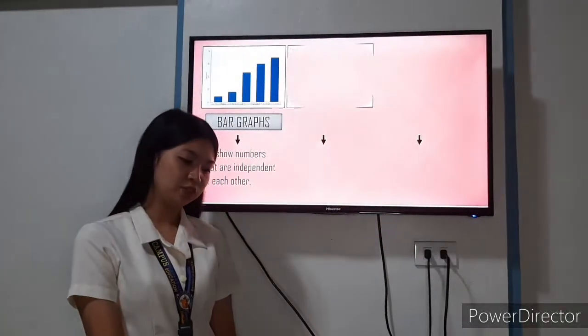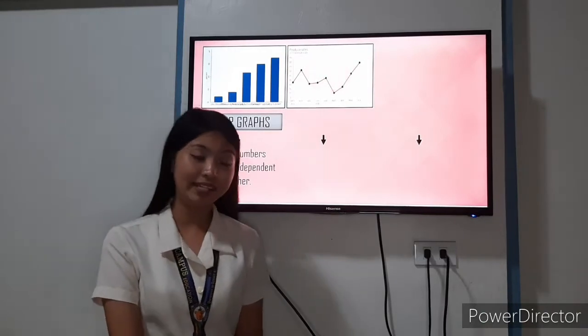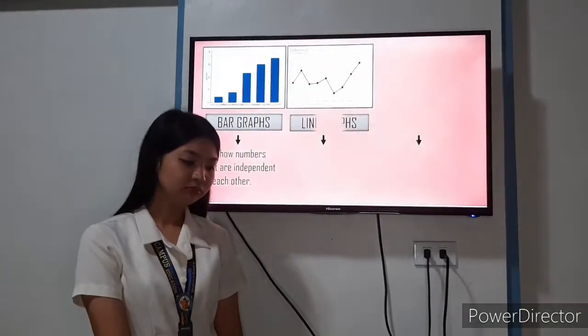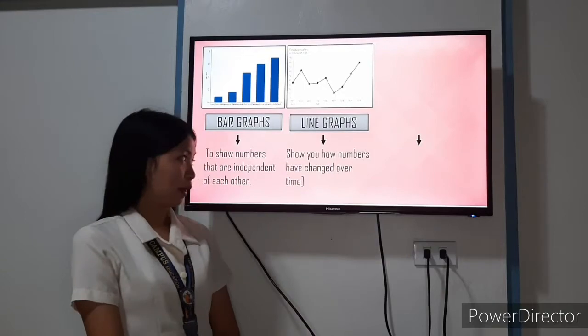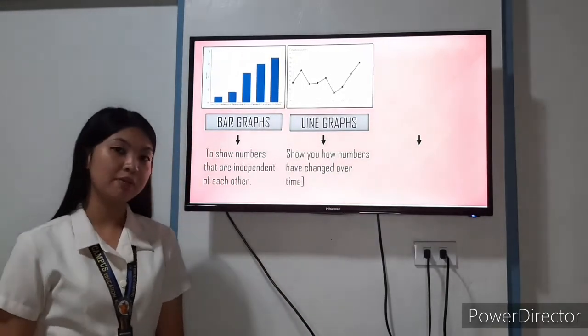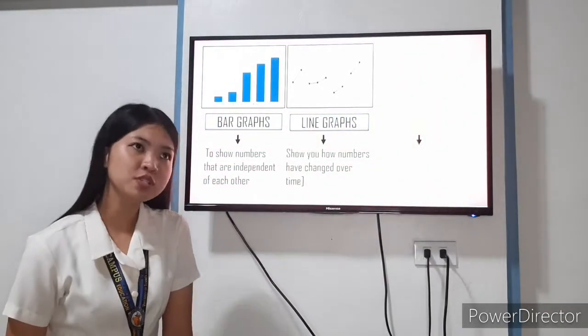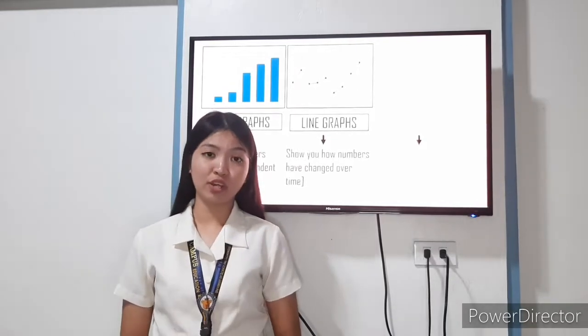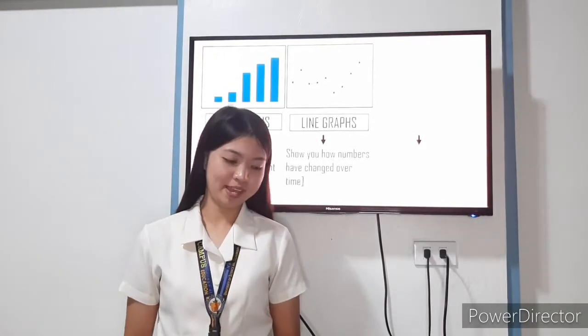The next picture shows a line graph. We use a line graph to show how numbers have changed over time. We can use it if we want to track the changes over a period of time.